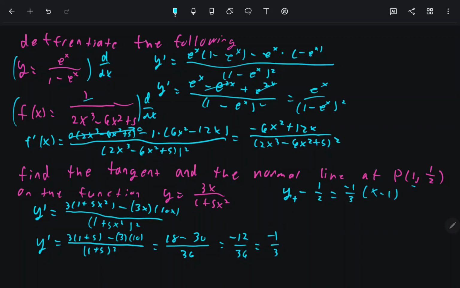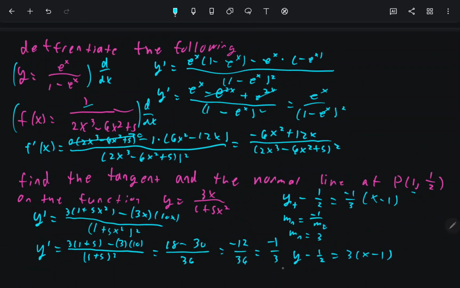Our slope of our normal line is the line perpendicular to the tangent line. So the slope of the normal is negative 1 over the slope of the tangent. So we once again just plug and chug, and we will get 3 as our slope of our normal line. So once again, we can use y minus 1/2 is equal to 3 times x minus 1. All right, and those are our answers, our y of normal and our y of tangent.